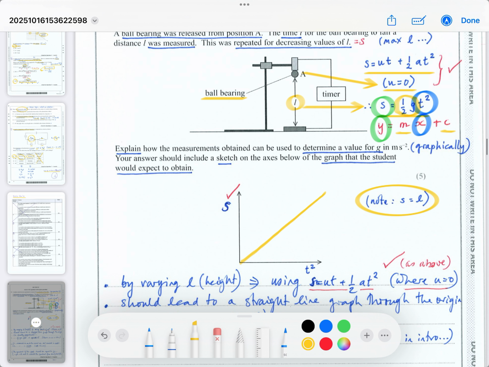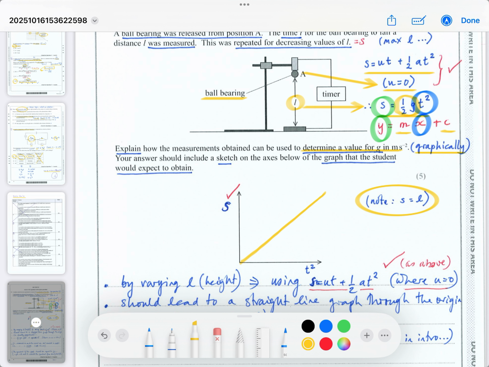S is directly proportional to t squared. It's not directly proportional to t, okay? So you've got to always make sure you can get something that you can determine the gradient for. It says explain how measurements obtained can be used, as I've just explained the theory, to determine a value for g in meters per second squared graphically. They always want you to do it graphically.